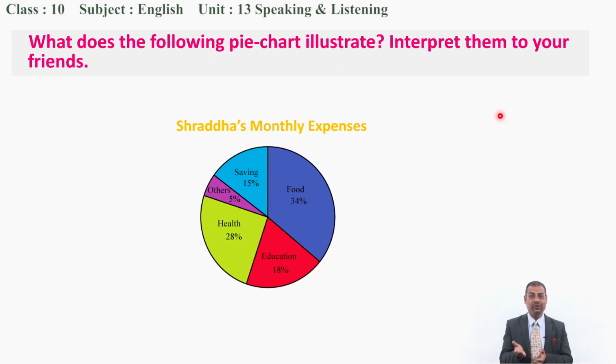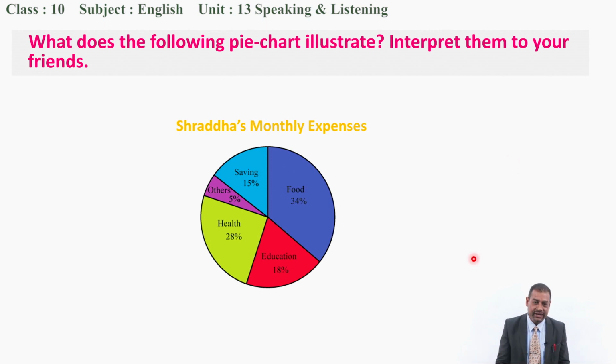Okay, good. Go on. Fine. Then again. All right. Then what is more? Good job. Yes, this is how you have to interpret. For example, again, you can say the given pie chart presents us the monthly expenses of Shraddha. Out of her monthly income, she spends on different headings. This is what you have said.